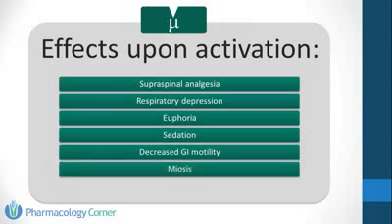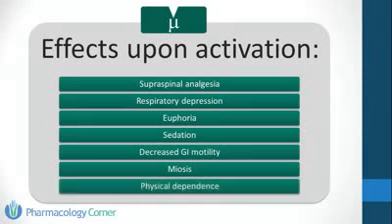Miosis, which is contraction of pupils. Opioid receptors activate the Edinger-Westphal nucleus. This is the accessory parasympathetic cranial nerve nucleus of the oculomotor nerve. And physical dependence. Mu receptors have important interactions in the reward pathway, modulating dopaminergic neurotransmission.